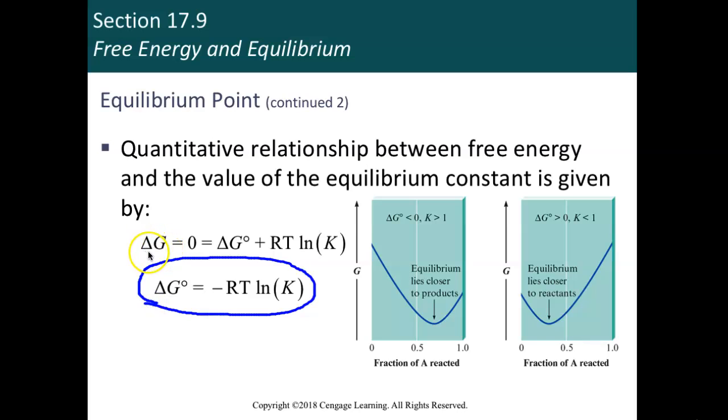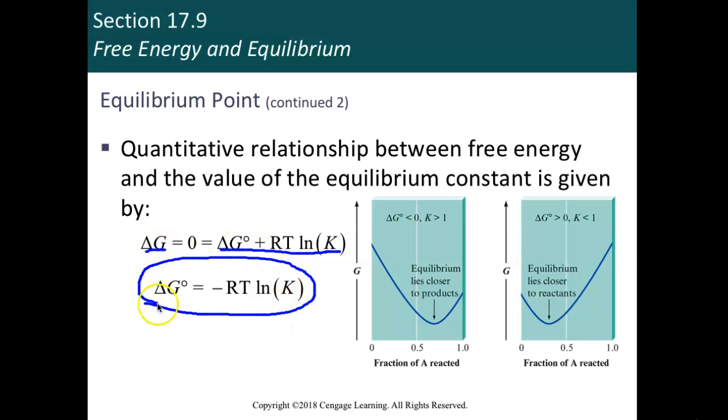So remember, the original equation was delta G is equal to delta G standard plus RT ln K. We said at equilibrium, delta G is equal to 0. Equilibrium is when Q and K are the same. So at equilibrium, delta G is equal to 0. So you would get 0 equals delta G standard plus RT ln K. And then if you subtract delta G standard from both sides, you'll get negative delta G standard equals RT ln K. Multiply both sides by -1, and this is the equation that you get.